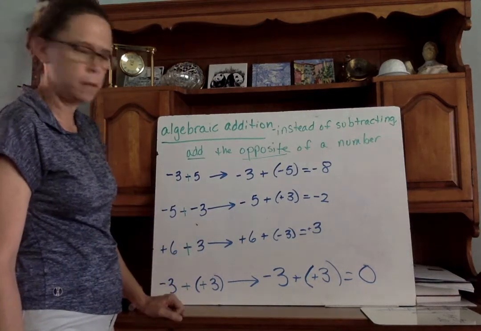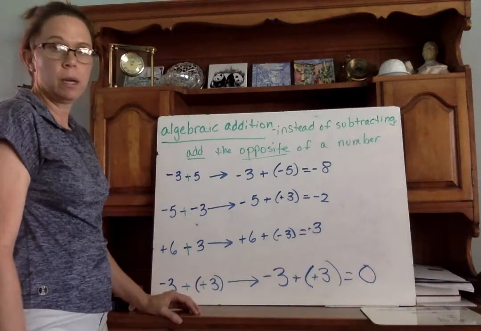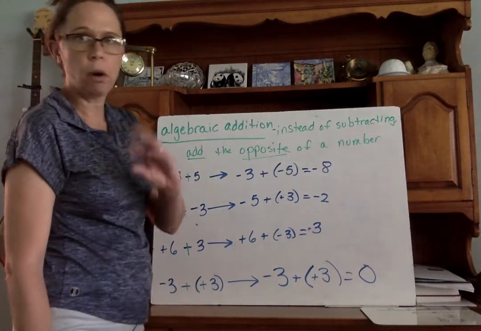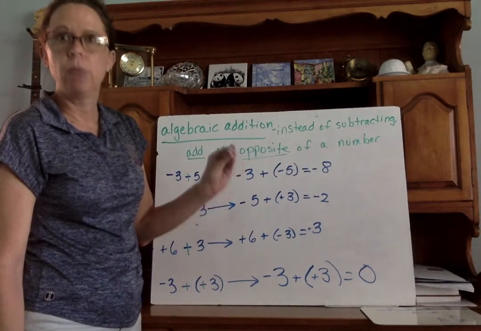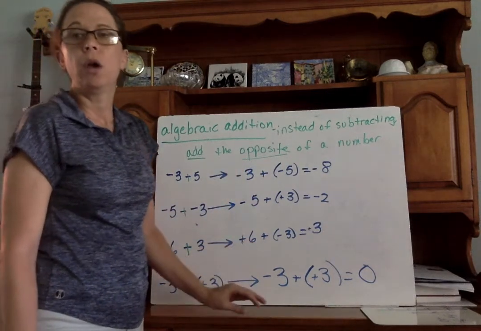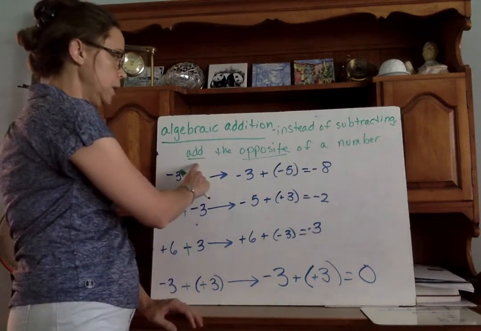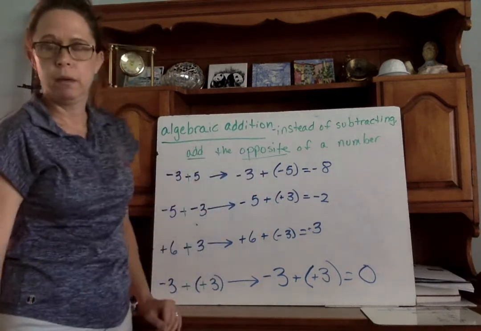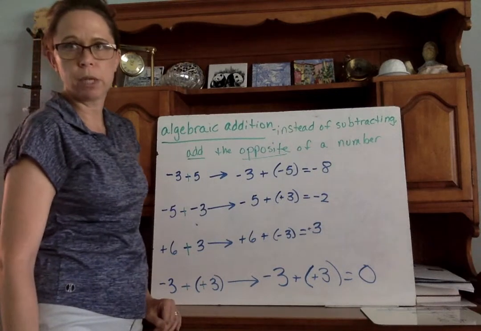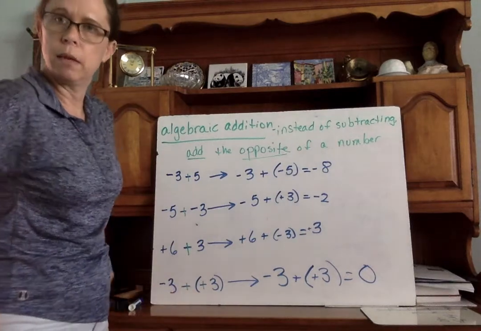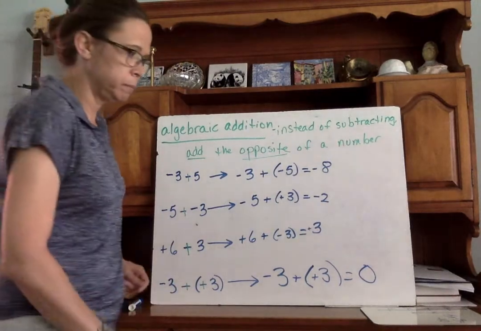Okay, so what I'd like for you to do is do your practice set. The first part, they're already addition, okay? The last few, you're going to have to change the subtraction to addition and then the opposite of the number that's after the subtraction sign, okay? Try it out, pause the video, and then start it back up to check your work.